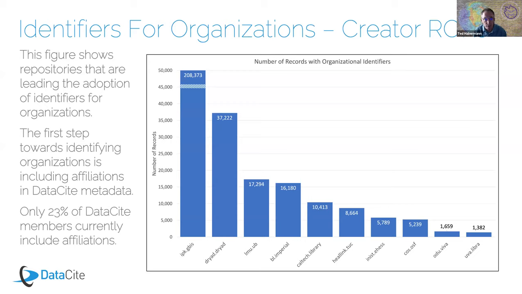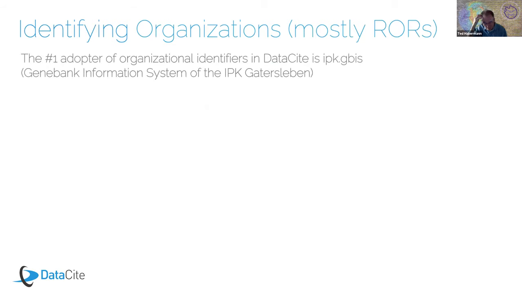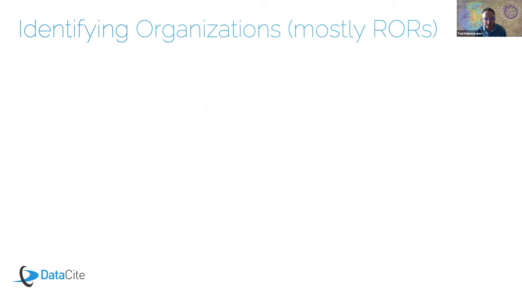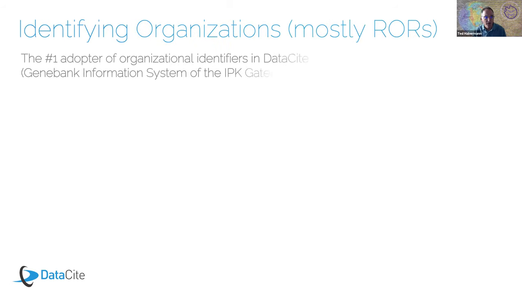So note, like on one of the previous slides, the bar on the left for ipk.gbis is broken here because it actually has over 208,000 organizational identifiers in the metadata. And that's a big number, since on another slide we saw the second leading repository has 37,000. So seeing 208,000 is really pretty amazing.